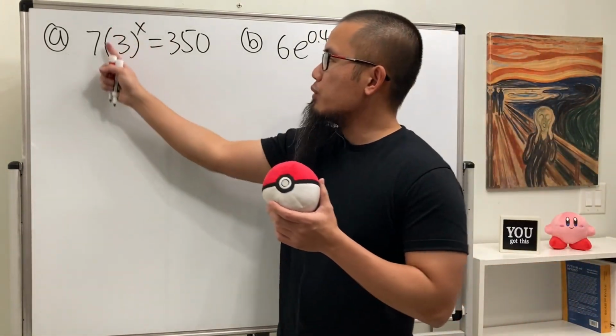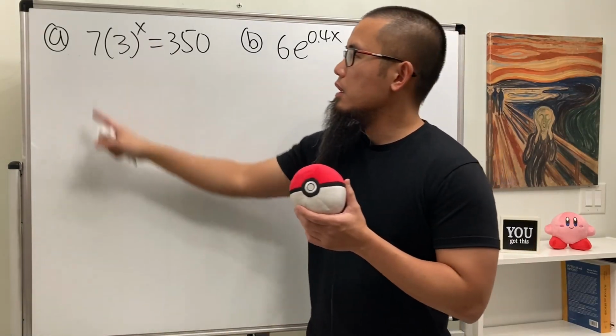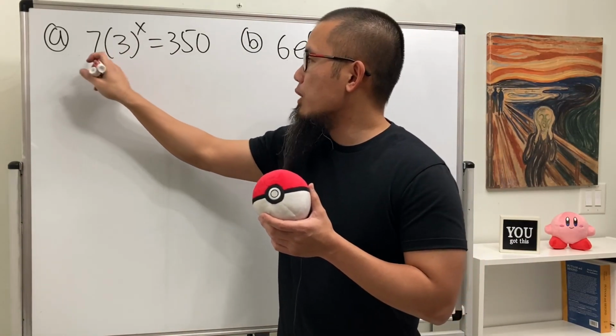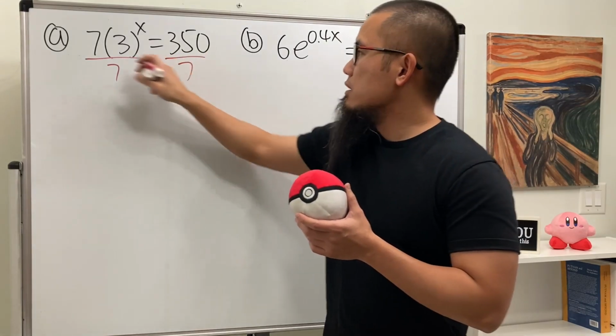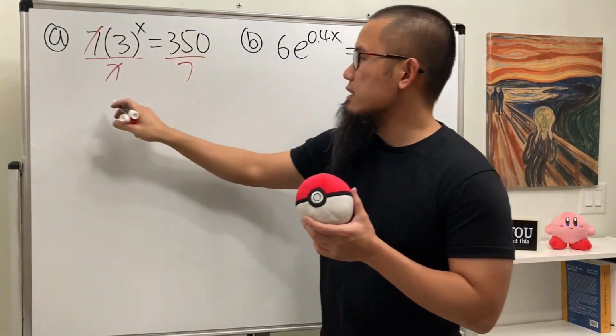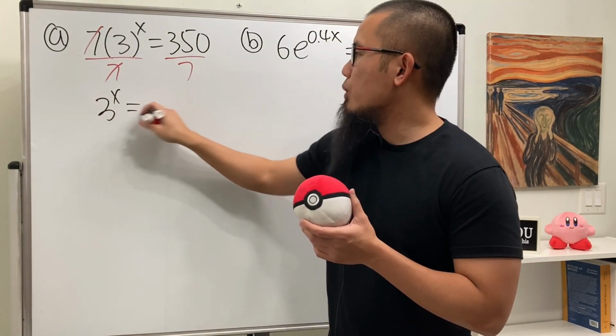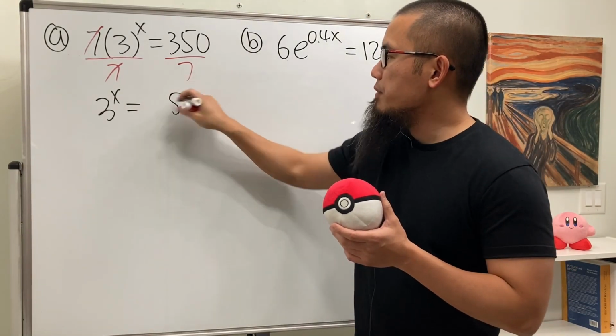For this one, we are going to isolate this exponential part first. This is 7 times that, so let's go ahead and divide both sides by 7. This way, this and that can cancel, and we just get 3 to the x power being equal to this over that, which is 50.